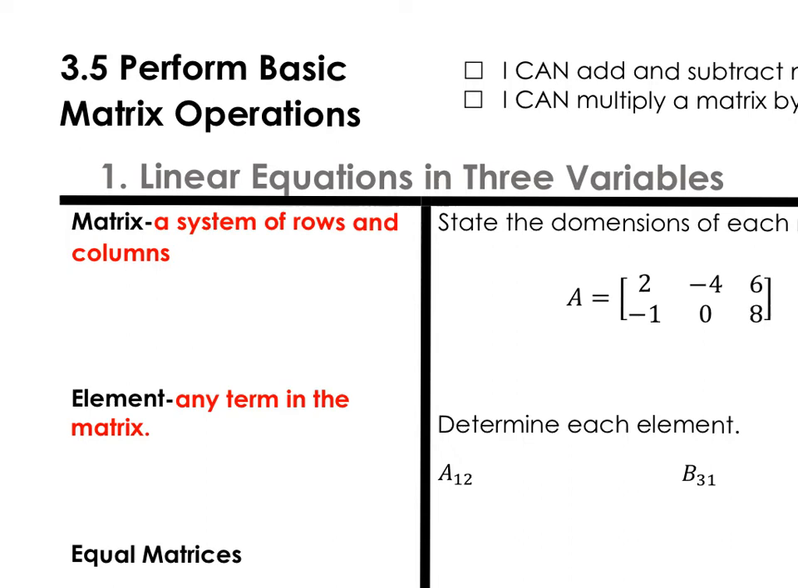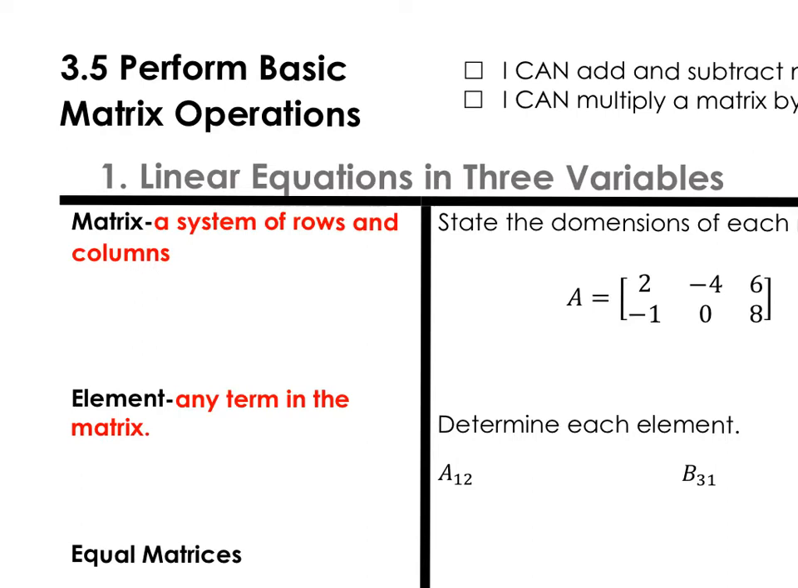Moving into the final two lessons for Chapter 3, we're taking a break from systems of equations, but we're actually really just transforming them into what are known as matrices. In Lesson 3.5, we're going to look at performing basic matrix operations. A matrix is defined as a system of rows and columns.